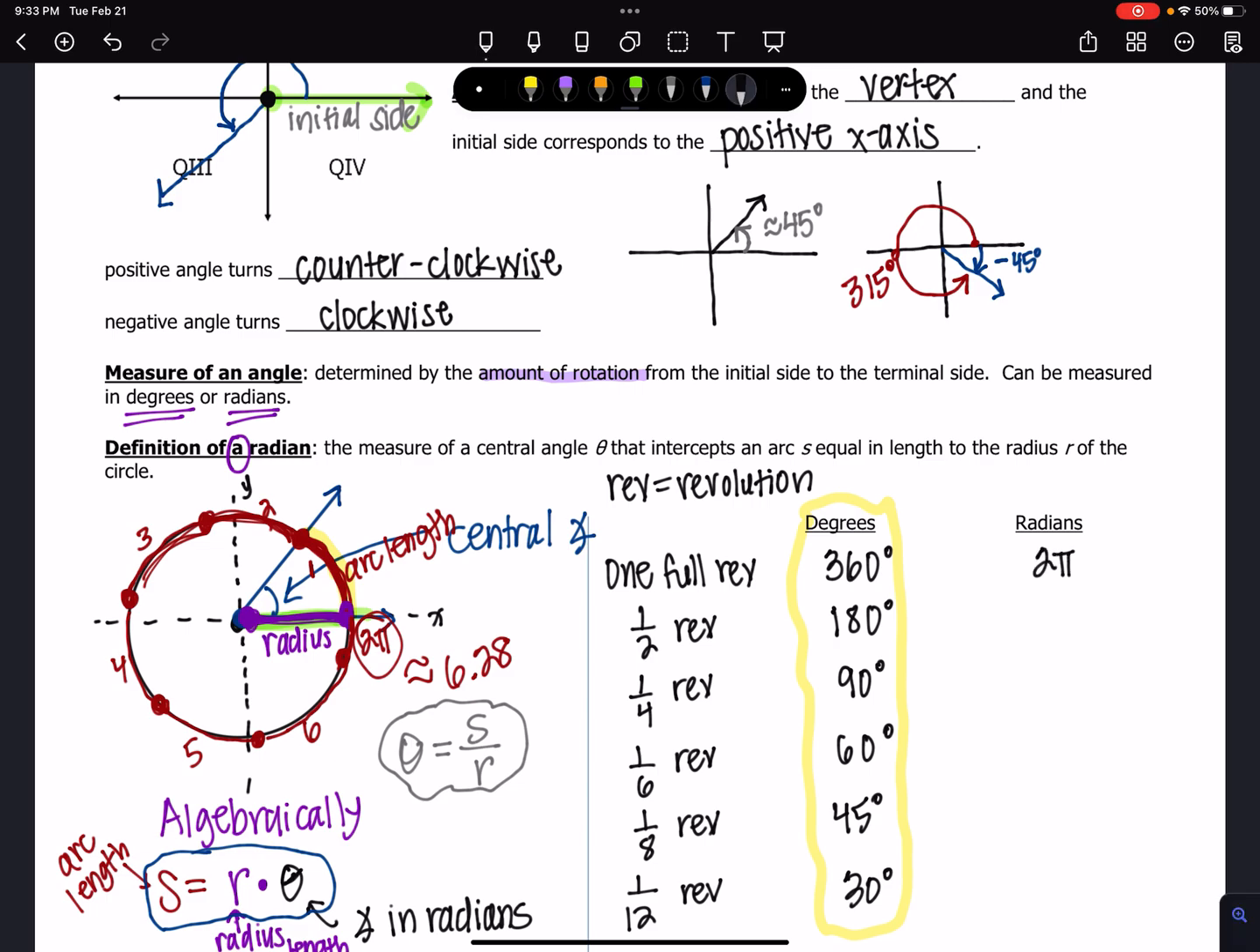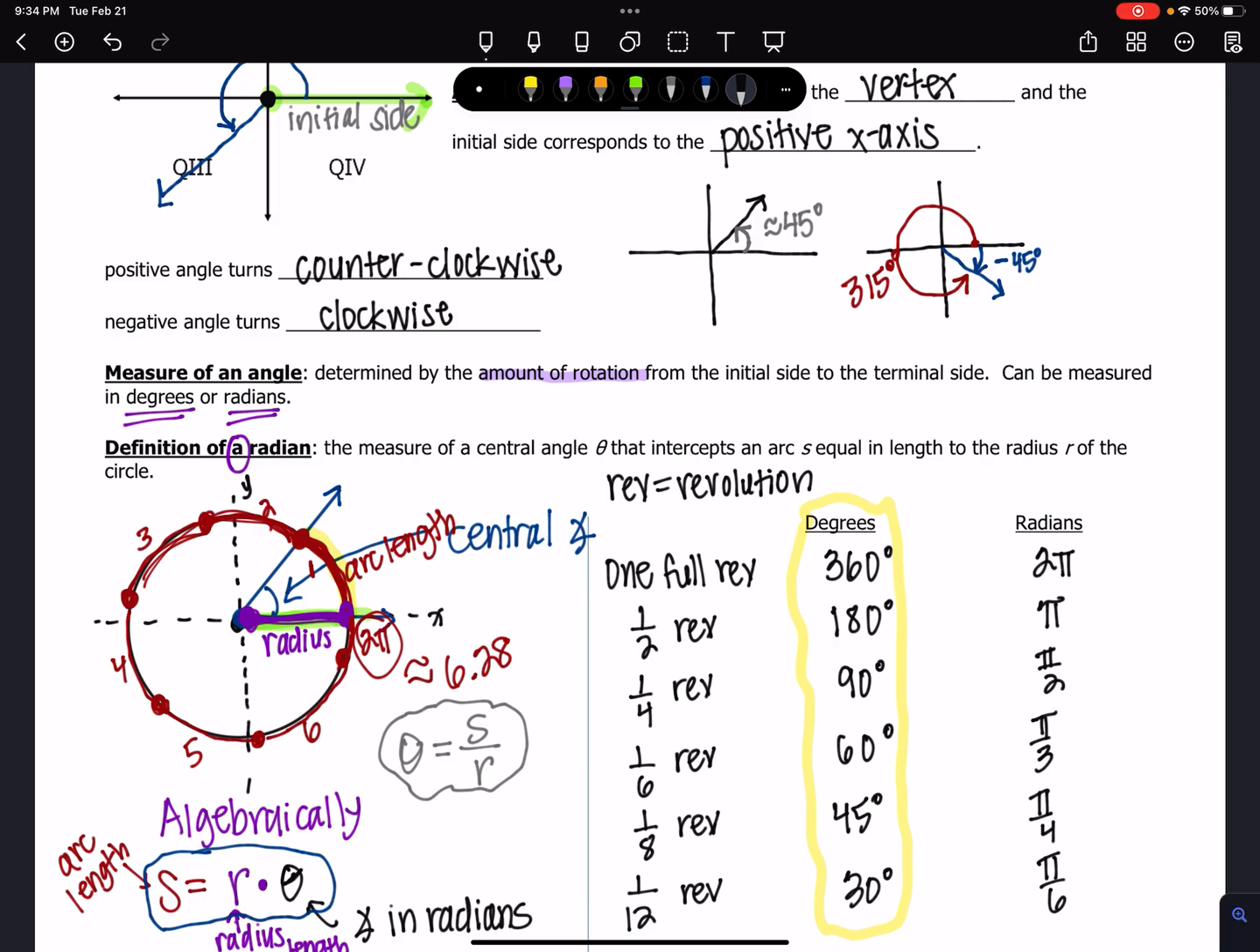All the way around the circle is 2 pi. So 2 pi radians is what we say out loud, but notice how I'm not labeling it. It's just 2 pi. Half of 2 pi is pi. 1/4 of 2 pi is pi over 2. 1/6 of 2 pi is pi over 3. 1/8 of 2 pi is pi over 4. And 1/12 of 2 pi is pi over 6.